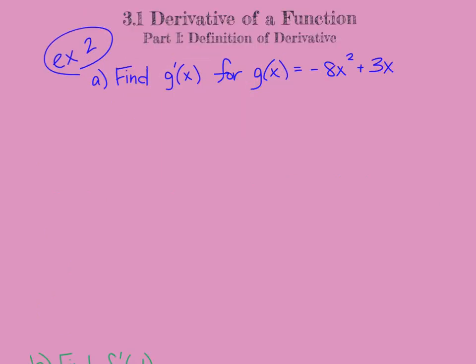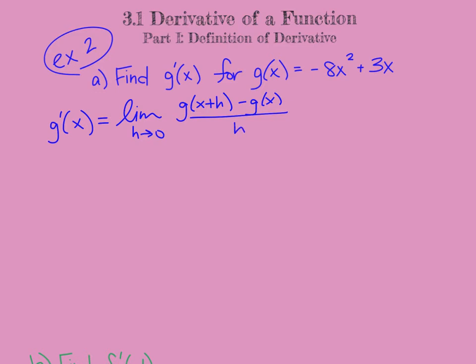In this next example, we're going to do some of the same things that we did in the first example. I threw in g of x here just to show that it doesn't always have to be f, but we're going to do the same thing. So we're going to use the definition of derivative to find g prime of x, the equation of the derivative for g, and g is now a quadratic function, but we're still going to use the same definition. It's a limit as h approaches 0 of g of x plus h minus g of x all over h.